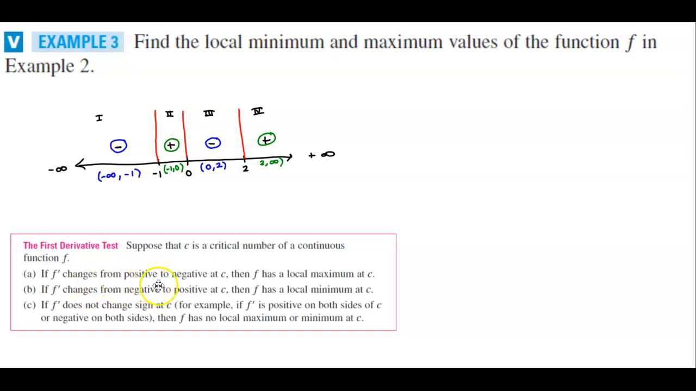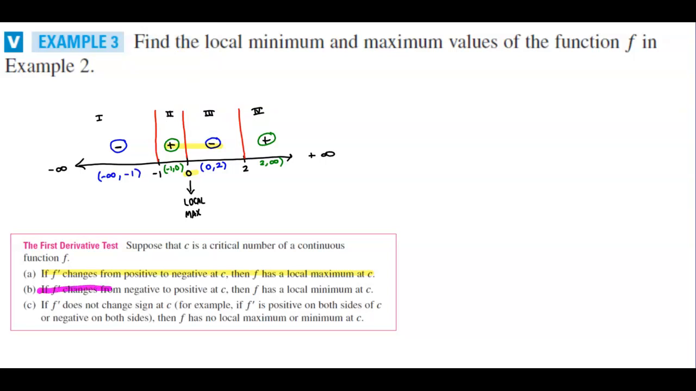If f prime changes from positive to negative at c, then f has a local maximum at c. So that means that if we have a derivative going from positive to negative, then it's going to be a local maximum. So do we have anything going from positive to negative? Well, we can see that this represents going from positive to negative, and we can see that 0 is a critical number, which tells us that 0 represents a local maximum.